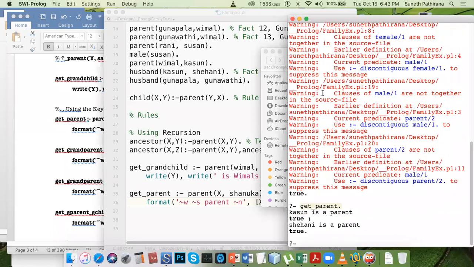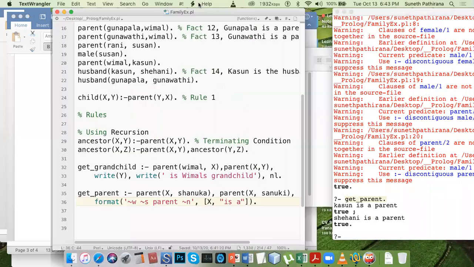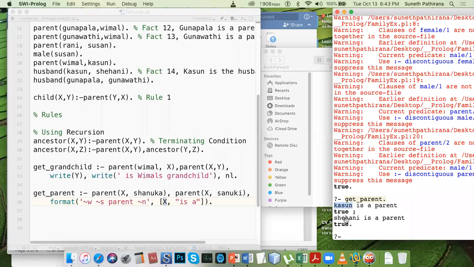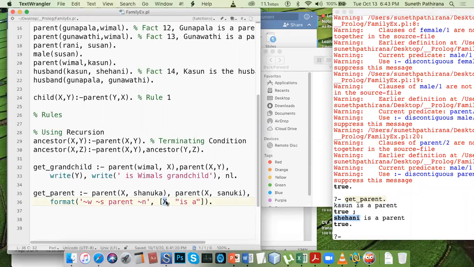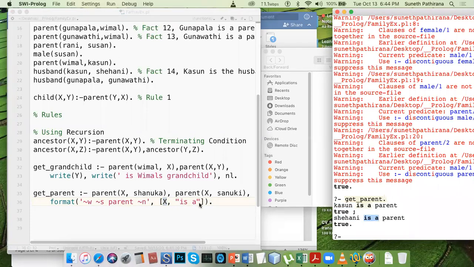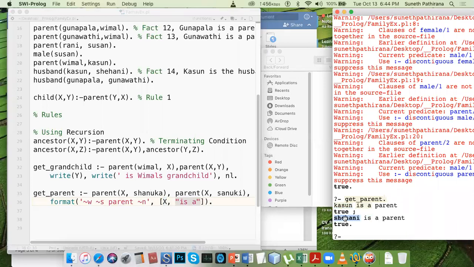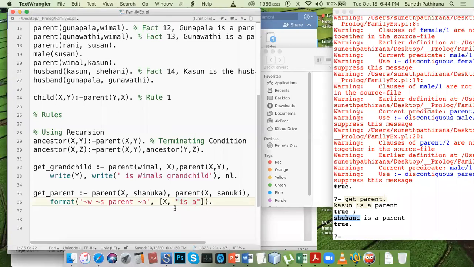Shehani is a parent. Okay, that means what has happened here? Kasun and Shehani, X. Okay, that is the X. Kasun and Shehani matching for variable X. Then "is a", this is user defined content that immediately appears after X. Okay, X, what is X? Kasun and Shehani in two consecutive times. Is the user defined string that we can display after displaying X.